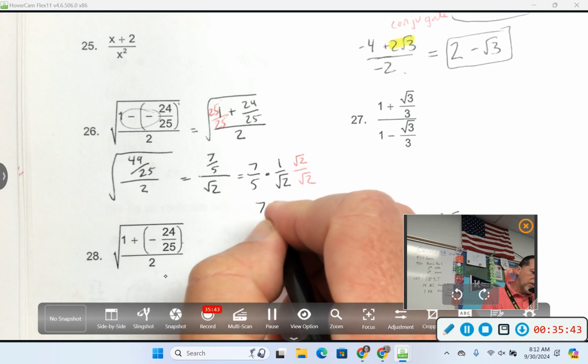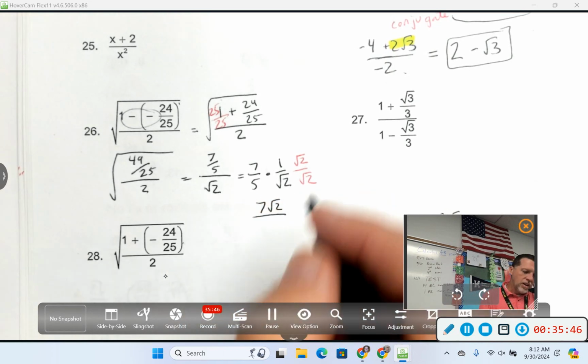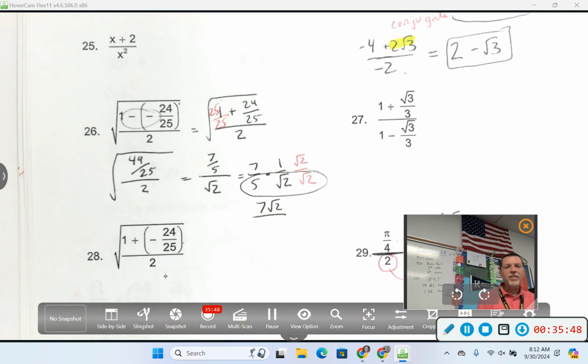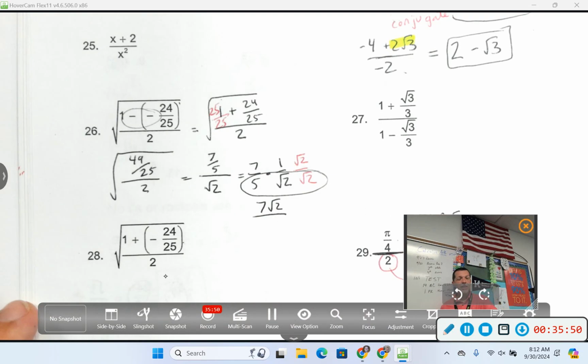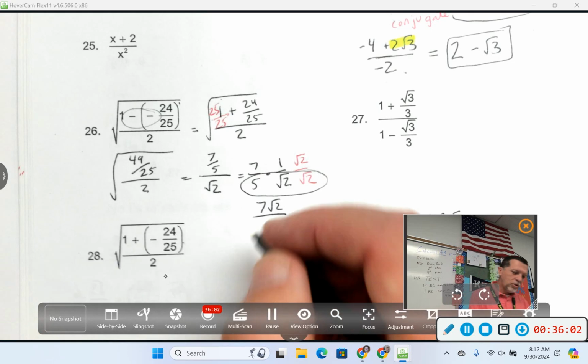So the top is 7 root 2. Ooh, what's the bottom? I'm short on space. Can we do all that at once? Oh, 10. You can't just say 10, it's not 20. Hold on, where are the root 2's? Oh, I see. Never mind. I got 7 root 2 over 10.